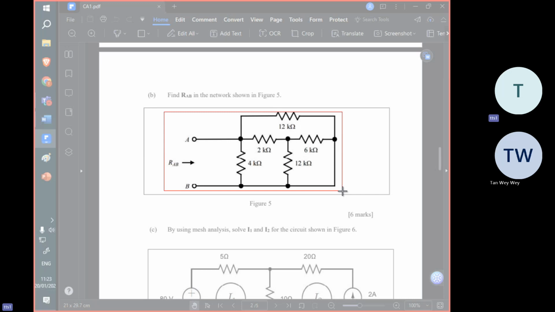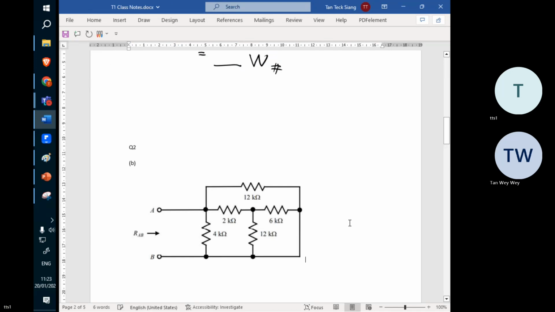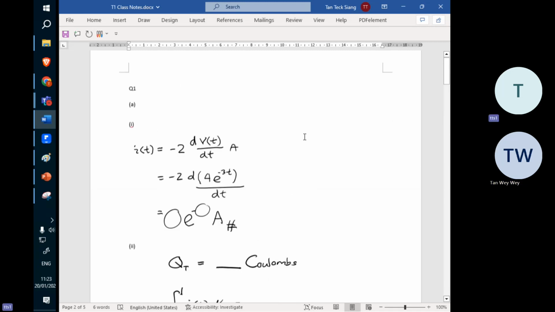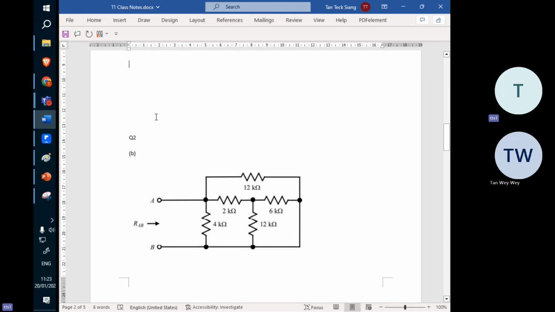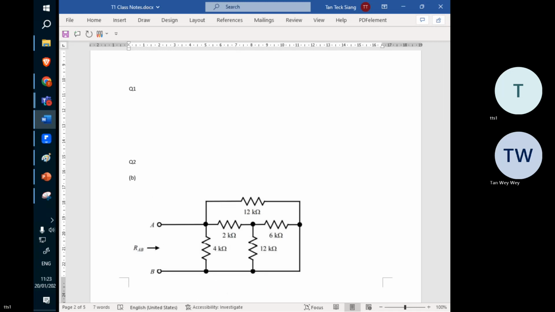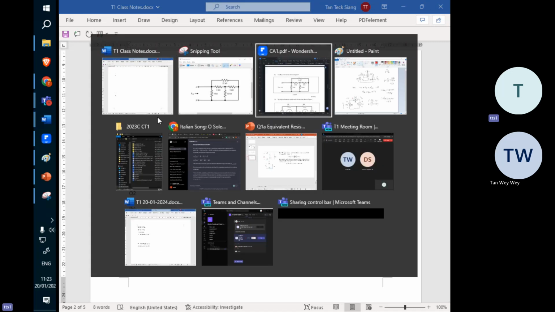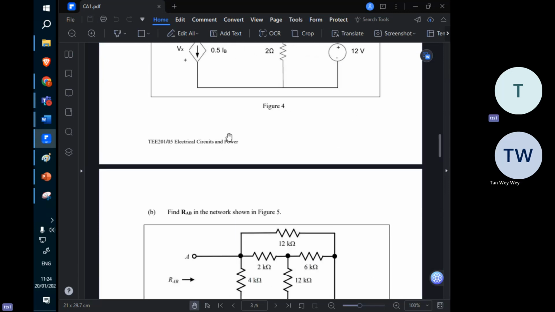Okay, because I cannot give you the answer here. What I can do most is to assist you. This is 1A. Okay, let's put the 1B here. 1C is here.